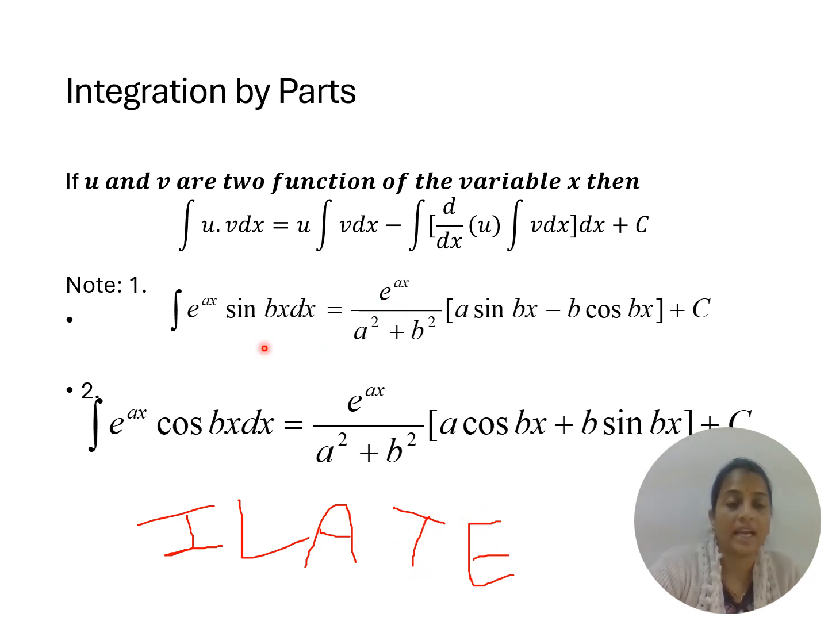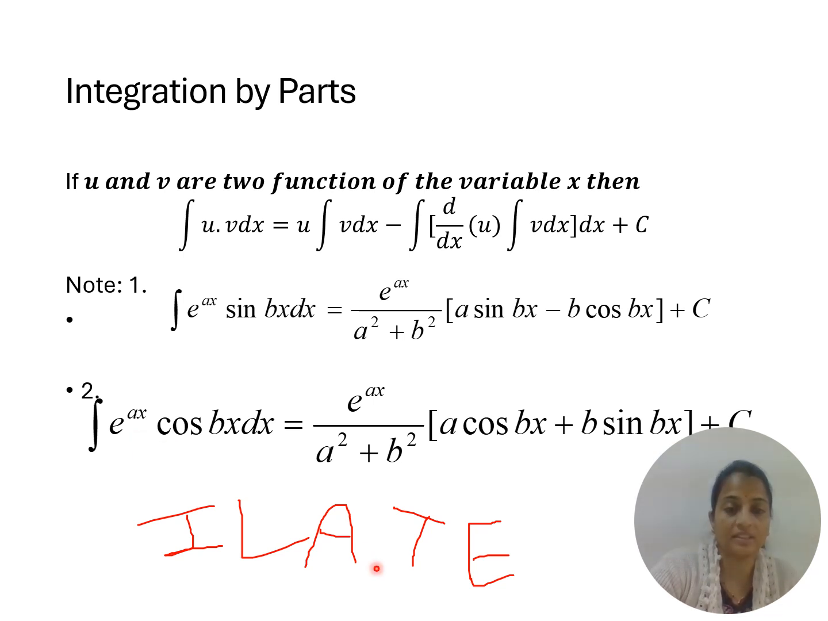So if we choose and put this integration, we get the final answer: e to the power ax upon a square plus b square, a sin bx minus b cos bx plus c. Another example of integration by parts is integration e to the power ax cos bx. In these questions, we have the same trigonometric function and exponential function.